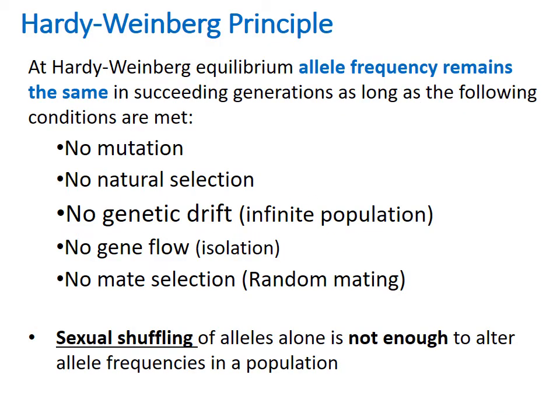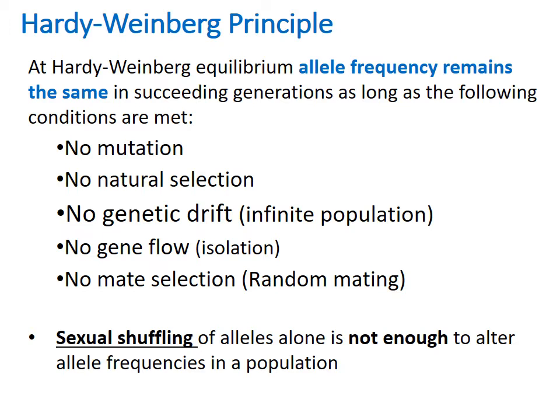So the Hardy-Weinberg principle, or the Hardy-Weinberg equilibrium, says that the allele frequency would remain the same in succeeding generations as long as the following conditions are met. Let's back up though. What's an allele again? Remember, an allele is just a version of a gene. So it's saying the proportion of genes remains the same from one generation to the next as long as there's no mutation, no natural selection, no genetic drift or an infinitely large population, no gene flow or a totally isolated population, no mate selection or random mating.